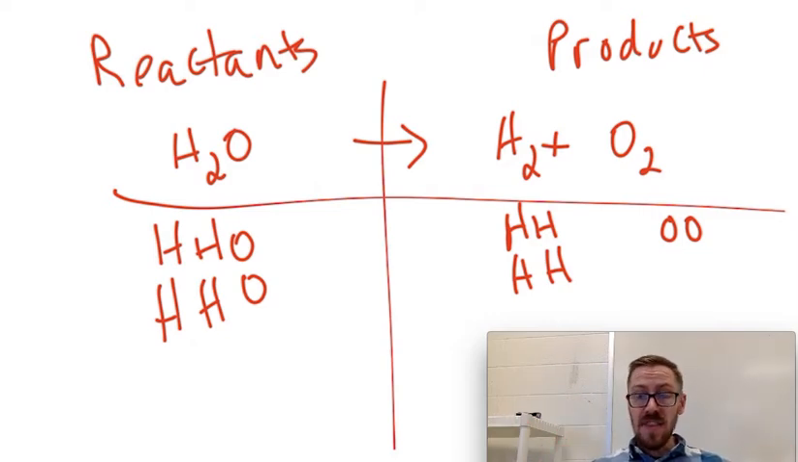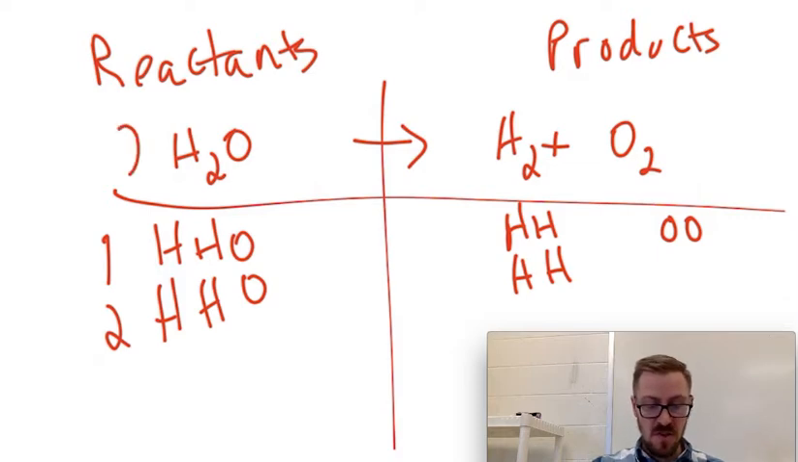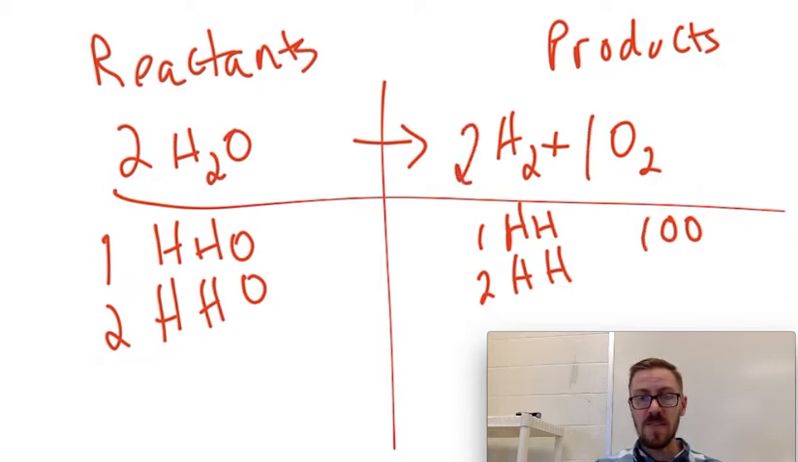The last step is to count each chemical and put a coefficient next to it. So this is 1, 2 copies of H2O, so that's 2 there. 1, 2 copies of H2, so there's 2 there. 1 copy of O2, there's a 1 there. 2, 2, 1 is my answer.